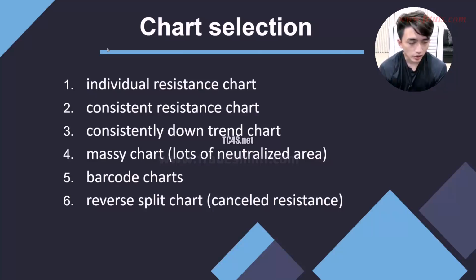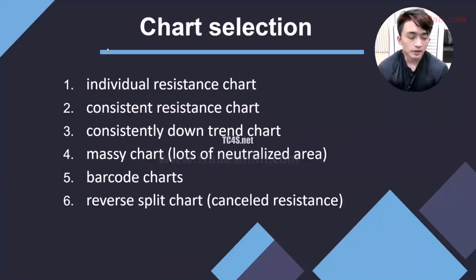So when the chart trades really low volume, that means the stock has a lot of neutralized area. When there's a lot of neutralized area, you cannot distinguish where the buyers and where the sellers are, and they're not concentrated at one price level. That means you cannot read the resistance or the support, and that makes it really difficult to trade. So the messy chart is also difficult to trade. You can see a little bit of a typo in there.